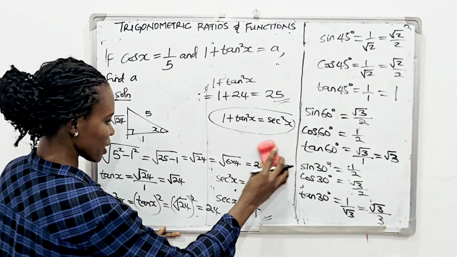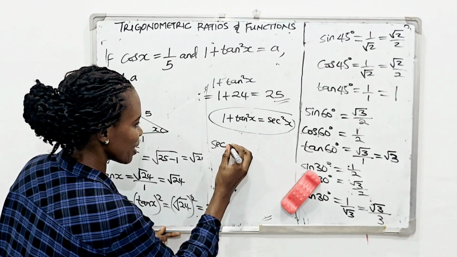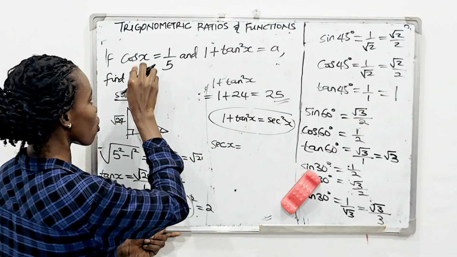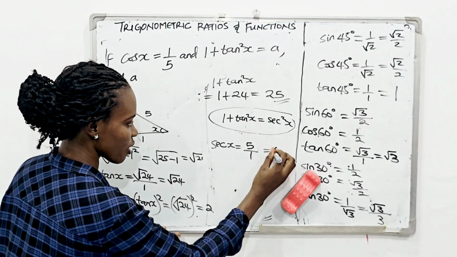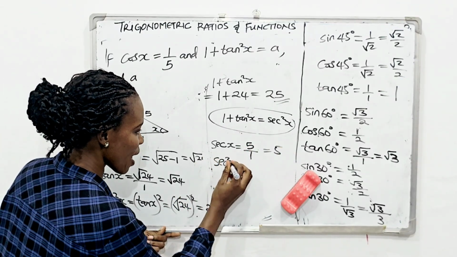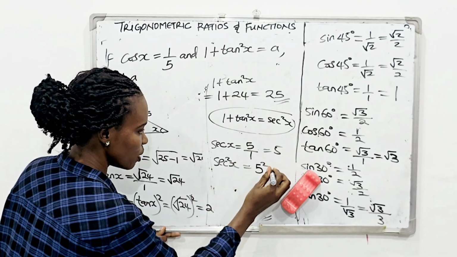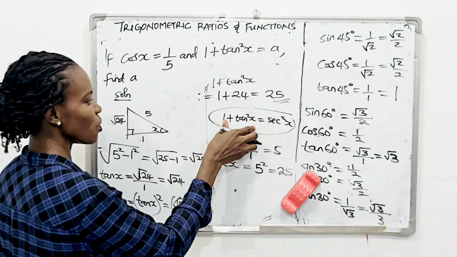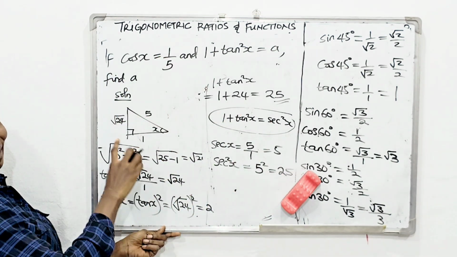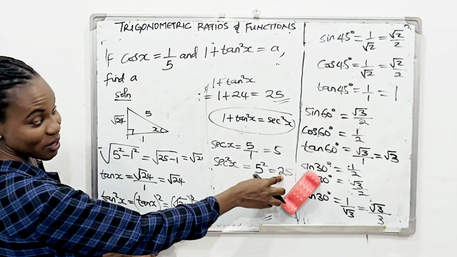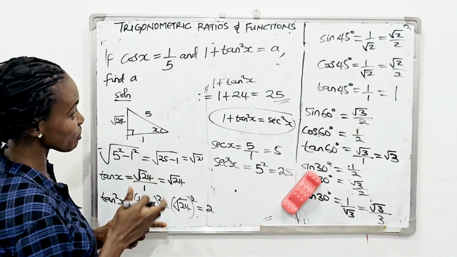Let me clean here. So sec is equal to reciprocal of cos, which will be 5 over 1. Are you with me? So 5. So sec square x is equal to 5 squared, which is 25. So if you know this, you can just quote it and solve it without having to generate anything, and you get the same 25. Are you seeing it? The same 25. So many ways to kill a rat in mathematics.